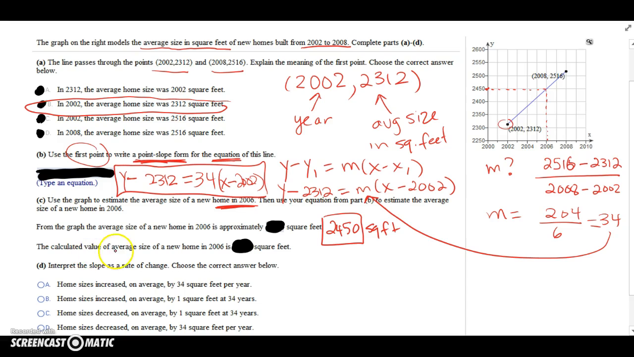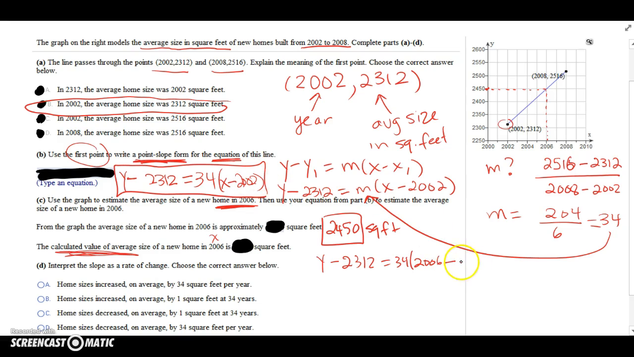The second part says the calculated value of the average size. Well, calculated value, they just told me up here to use your equation. So I'm going to go back and use the equation to find an approximation to the average size of a new home. So I'm going to use y minus 2312 equals 34x. Well, I know what x is now. That's what I'm going to plug in. 2006 is the x value.